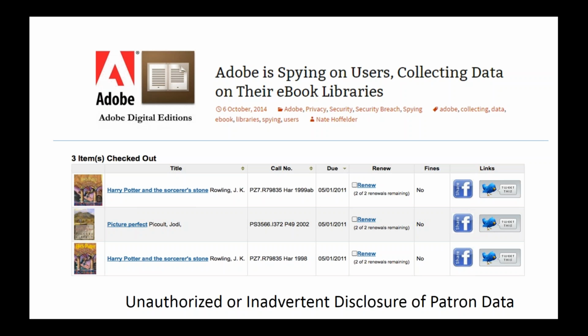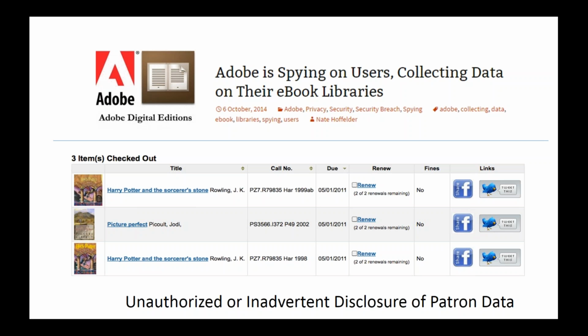While Adobe took immediate steps to encrypt its data flows and limited the collection of metadata to ebooks with digital rights management software, it illustrates how vendors can be careless with patron data and why libraries need to monitor and validate how patron data is being used.